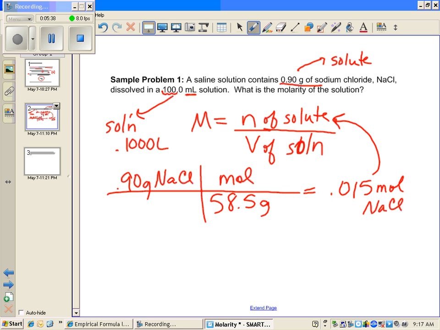What was it originally? It originally was 100.0, and I'm moving the decimal back 3 places, or dividing by 1,000 is what I'm doing. So now I can put it into my problem. Molarity equals 0.015 moles of NaCl divided by 0.1000 liters of solution. All right?